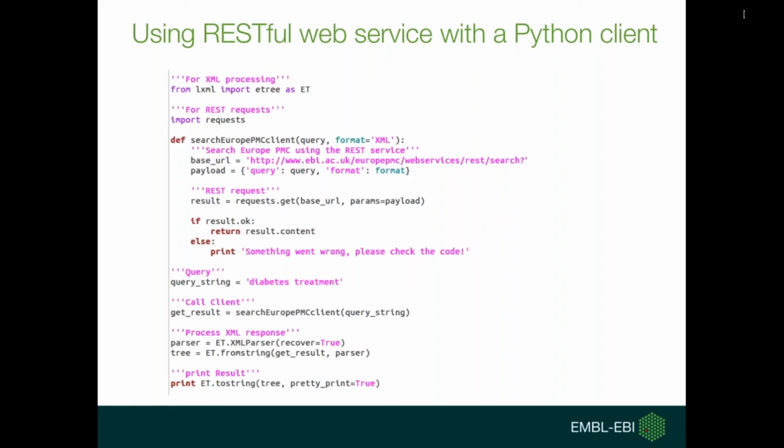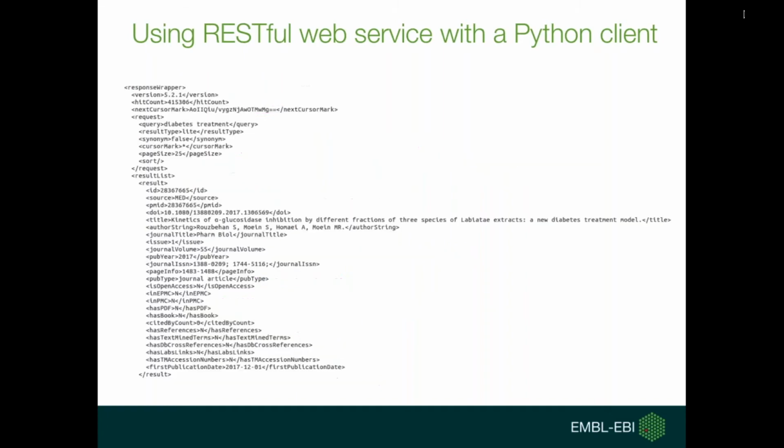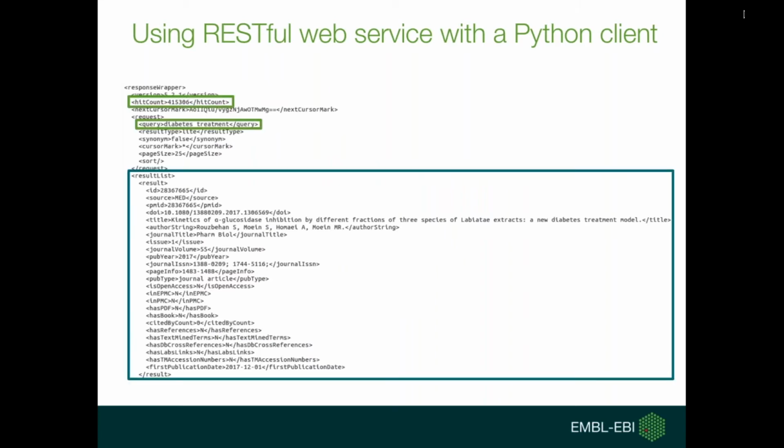This is an example of querying the Europe PMC database using the RESTful web service with a Python client. It has some elements that are similar to the web request we constructed before. It uses the search module. It has the same query, diabetes treatment. And if we run this client, we will get the list of results, which looks like this. Again, it contains similar elements: hit count, our query, and the list of results. Whether you're using the browser access or a specific client, it brings back the same list of papers, which is what we would expect.